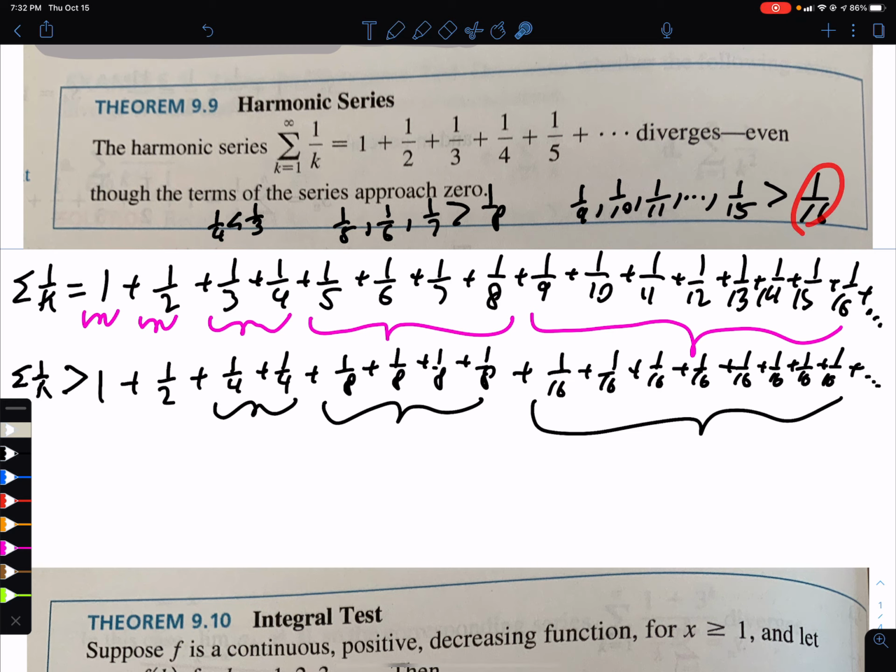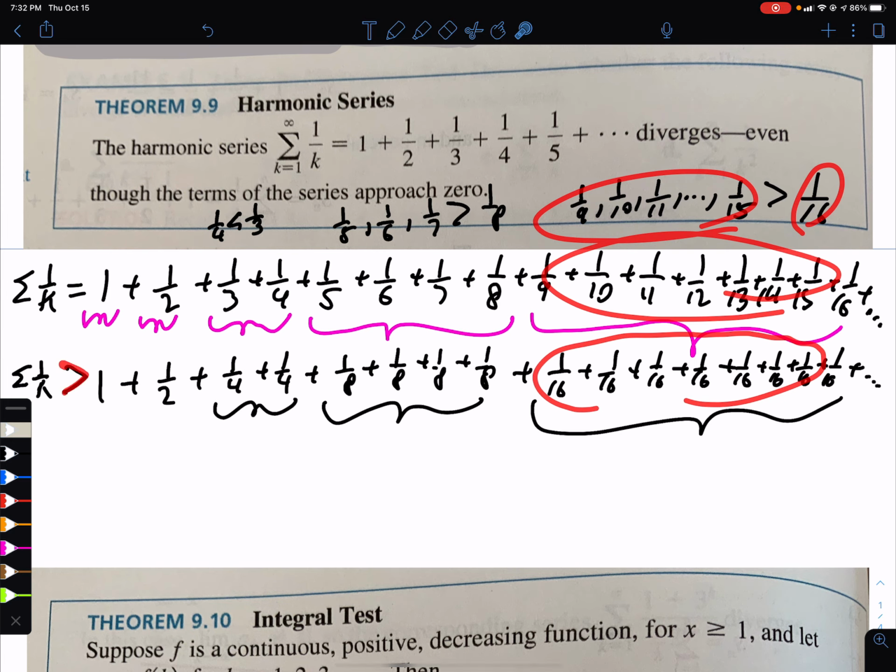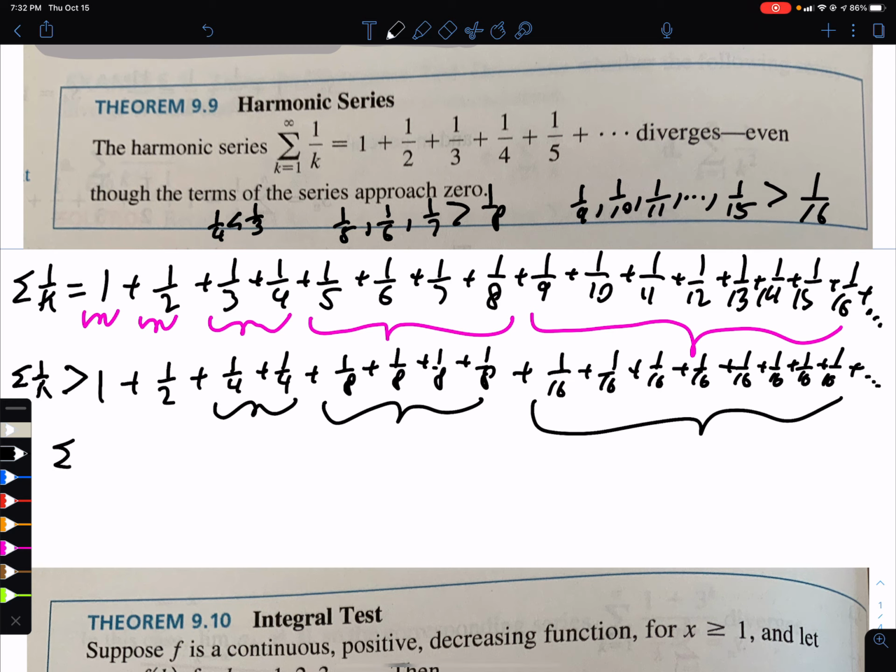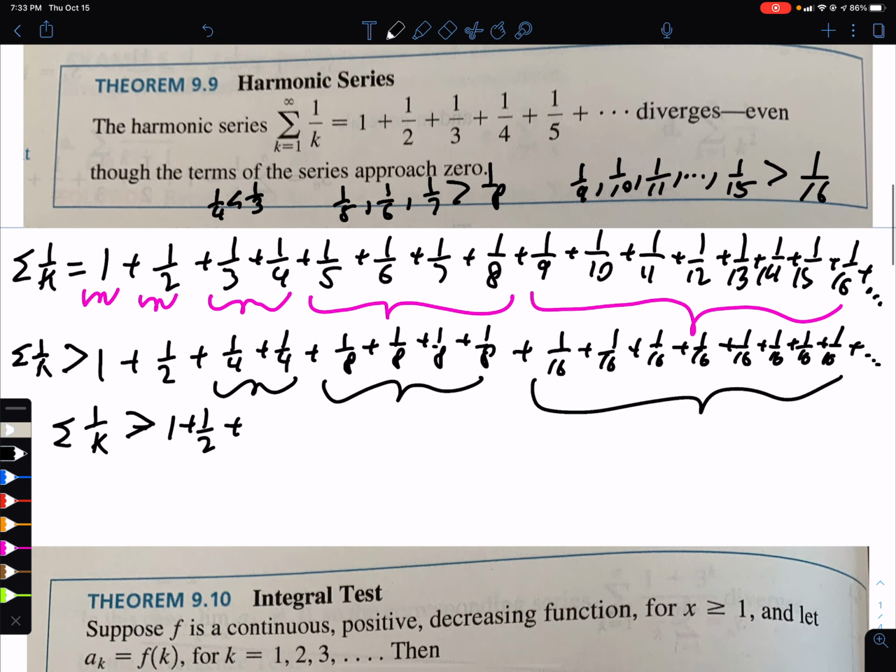Since 1/16 is smaller than all of these, we're doubly sure about that. And so look what's happening with our series. We have 1, we have 1/2. If you add all these up, that equals 1/2. If you add all these up, that's 4/8, that equals 1/2. If you add all these up, that's 8/16, that's 1/2. And I claim if we keep on doing this forever, we add 1/2 forever.